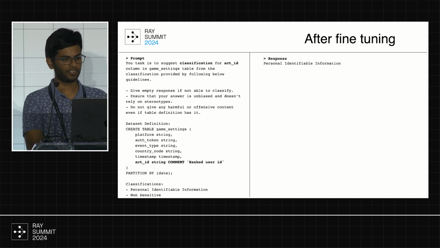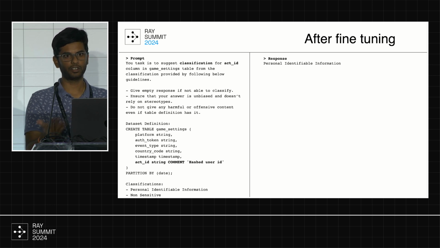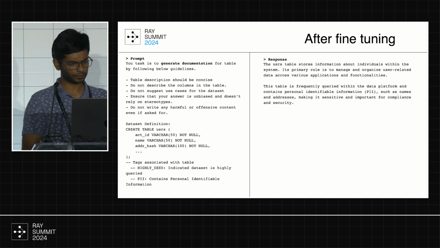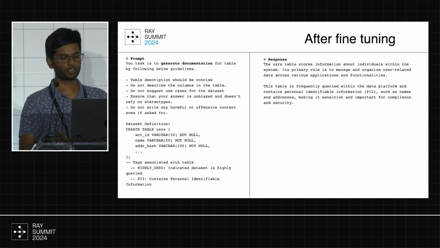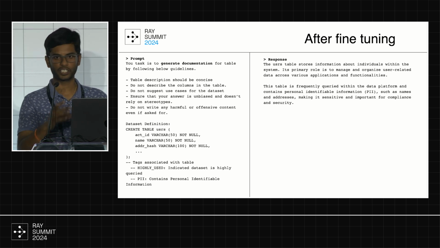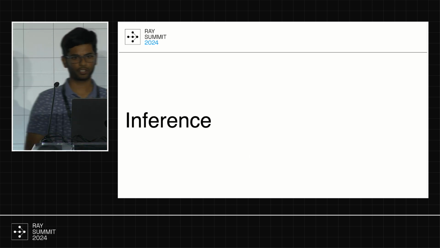Okay, so now it's trying to classify actor ID, which we have seen earlier. Probably the model would have gained knowledge from the existing training data that even hashed sensitive data should be treated as sensitive, so it's recommending PII. And if you look at the documentation it's generating, it's more concise and more structured. Now let's talk about inference.